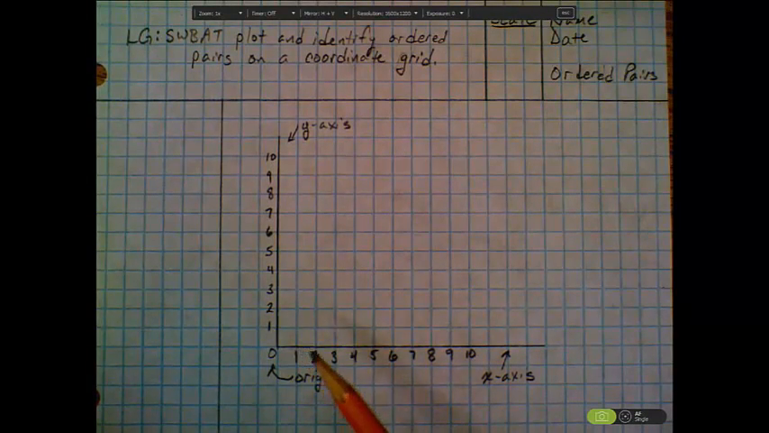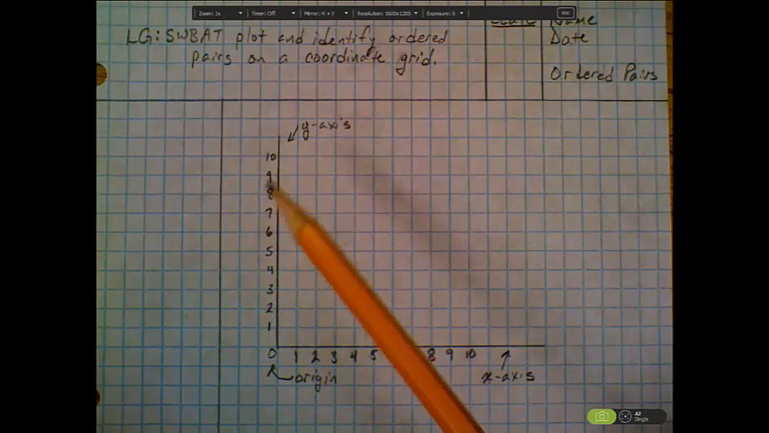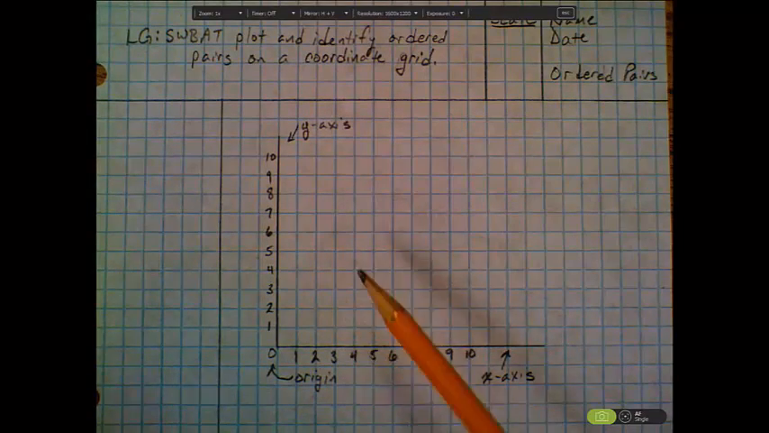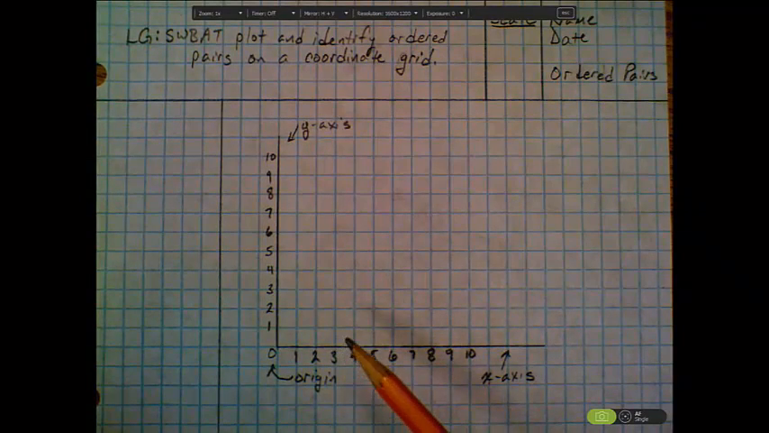Notice that I've numbered them across the bottom and across the side. And the important thing here, and this is another part where students often make mistakes, is when you number them, you need to number them on the line. Okay? Students often want to number in the space. And we don't want to do that when we're doing coordinate grids, because the lines are what represent the value, not the spaces.